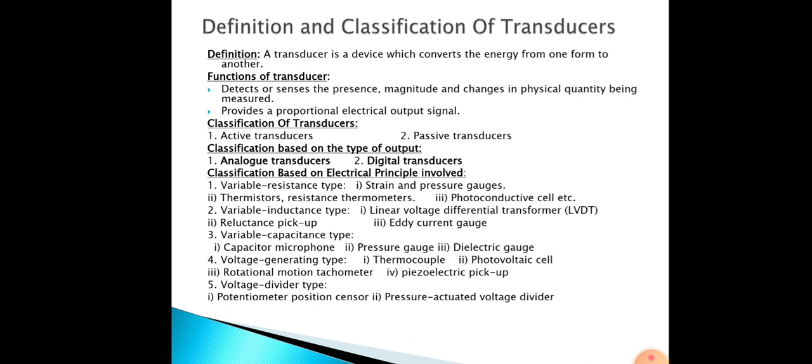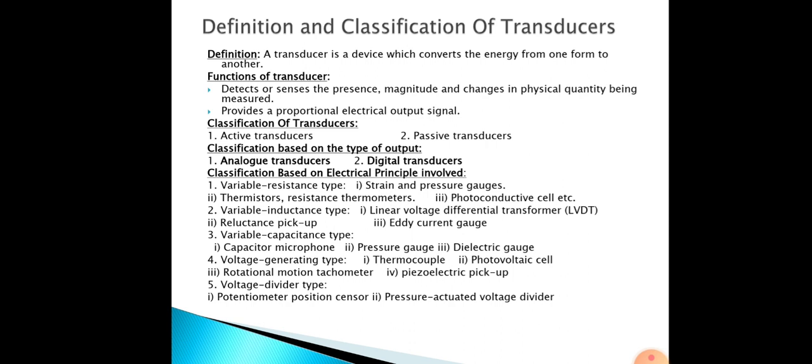The next one is the second one, the passive transducer. They are known as externally powered transducers. They will not generate by themselves, but they are externally powered. These transducers derive the power required for the energy conversion from an external power source. Examples: resistance thermometers, thermistors, potentiometric devices, differential transformers, photoemission cell, etc.